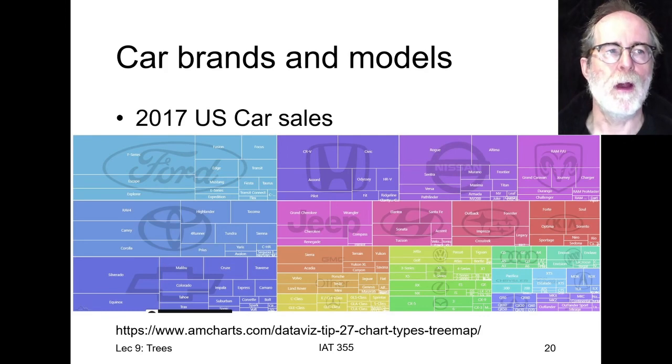Below each car brand is an individual model. So here's the Ford F-Series, there's the Ford Escape, etc. It's a shallow hierarchy, and it's a good use case for tree maps.